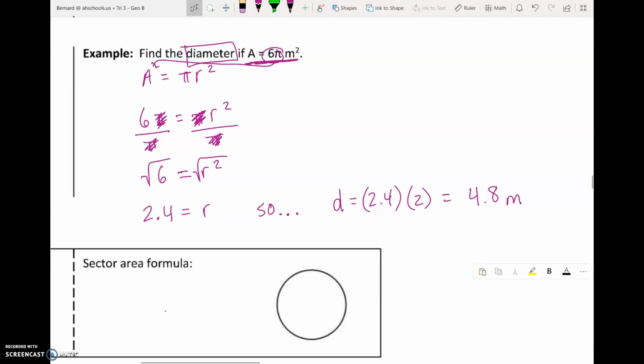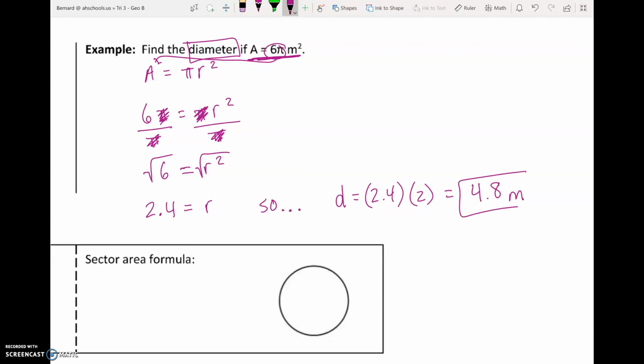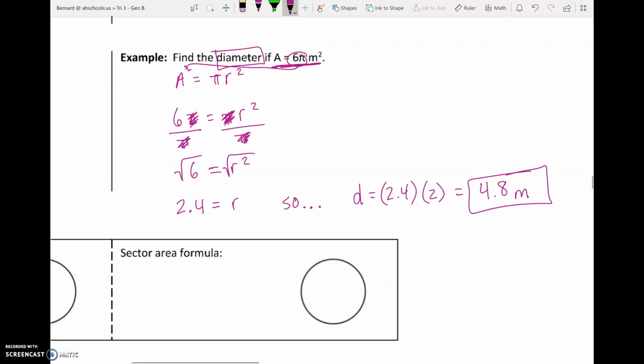And meters are our unit. So my diameter is 4.8 meters. Remember, we get that just because we solved for the radius first. They wanted us to find diameter. So we had to multiply it by 2 because diameter is twice as big.